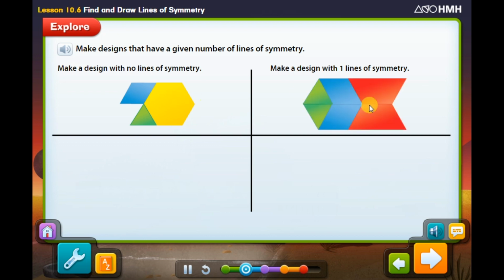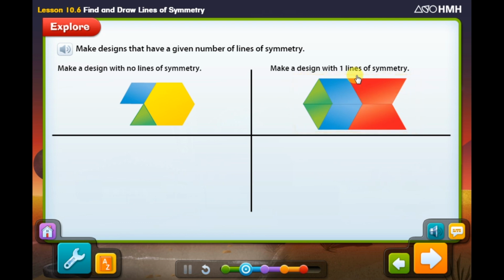This design consists of two triangles, two parallelograms, and two trapezoids. Does it have a line of symmetry? One line of symmetry means two matching figures, right? That's why he put two of everything around the horizontal line. You can put it vertically also, it will work. But here he put it all around the horizontal line of symmetry.